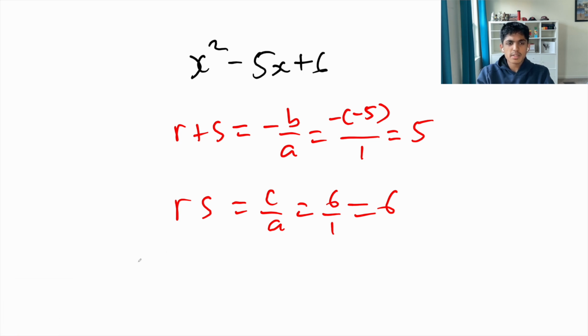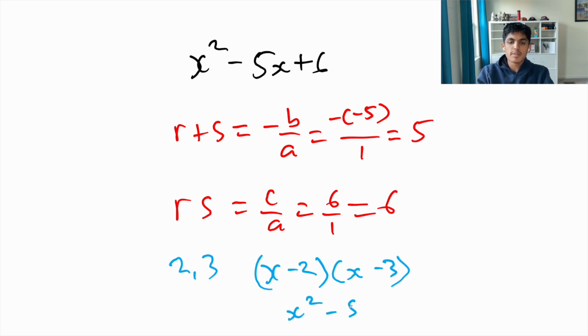Just to double check this, let the roots be 2 and 3, because these both sum to 5 and they both multiply to 6. So (x minus 2) times (x minus 3). Expanding this out gives us x squared minus 5x plus 6, which is what we have in black. So this is basically how Vieta's formulas work for a simple example.